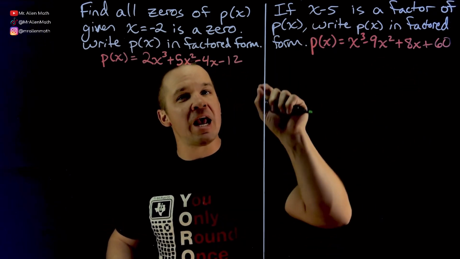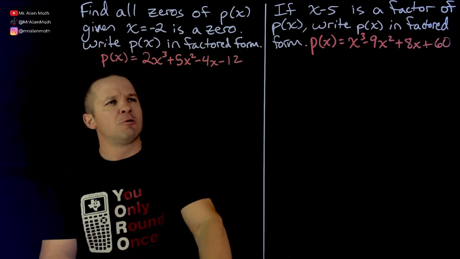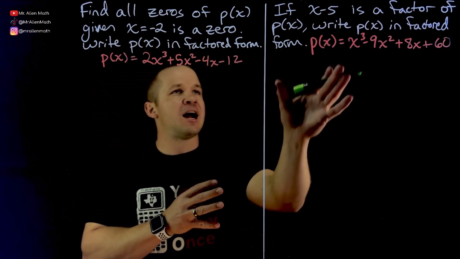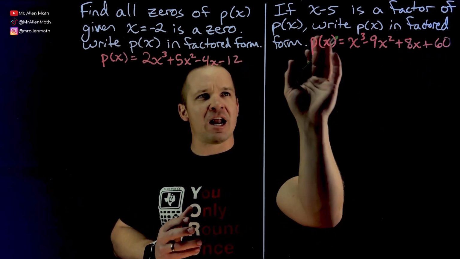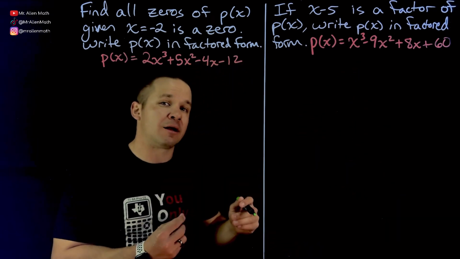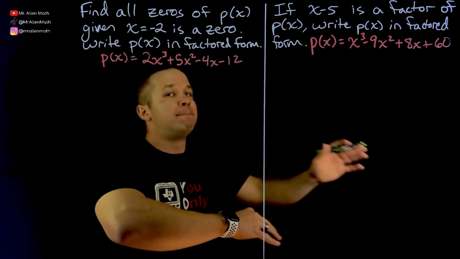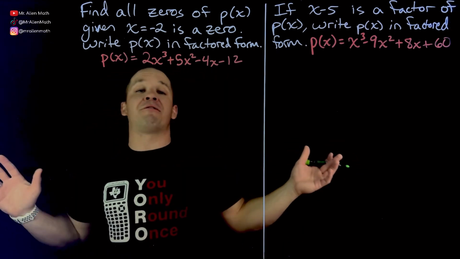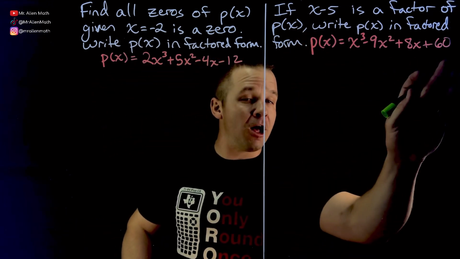But I am given a factor of p of x. So how can I use that? Well, what if I were to divide it out? If I divide out a linear factor from a cubic polynomial, I'd be left with a quadratic. And perhaps I could factor that leftover quadratic. Boom, I get all my factors, write it all out, graph it if I want to. So that's our plan. Let's divide out the x minus 5 from p of x.